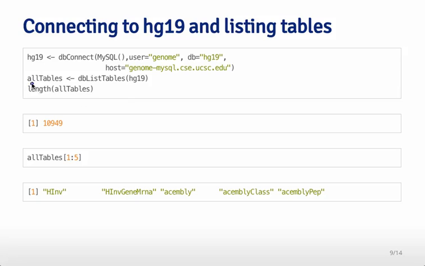So what we can do is look at all the tables that exist in the hg19 database. And if you look at the length of that, in this case, it's very long. There are over 10,000 tables in that single database. So this is one nice thing about MySQL. It can store a large amount of data that we can get easy access to. So if you look at the first, say, 5 tables, you get these tables here.